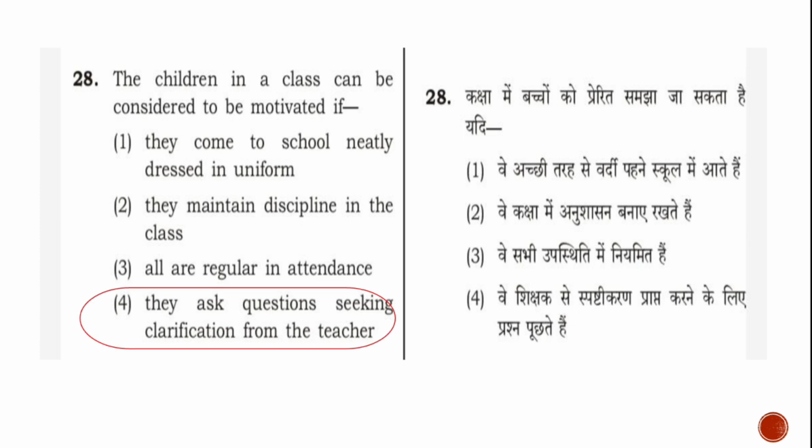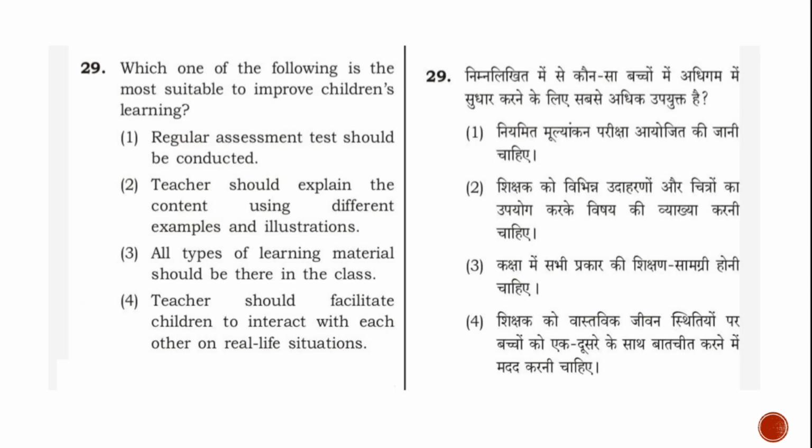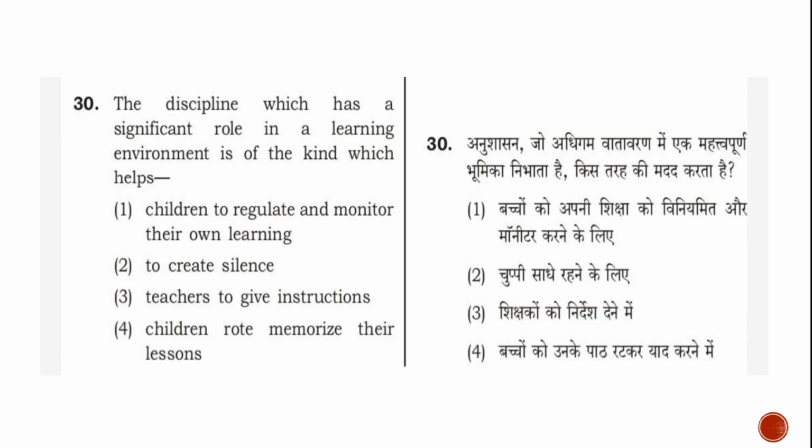Answer. They ask questions seeking clarification from the teacher. Which one of the following is the most suitable to improve children's learning? Answer. Teachers should facilitate children to interact with each other on real-life situations. The discipline which has a significant role in a learning environment is of the kind which helps. Answer. Children to regulate and monitor their own learning.